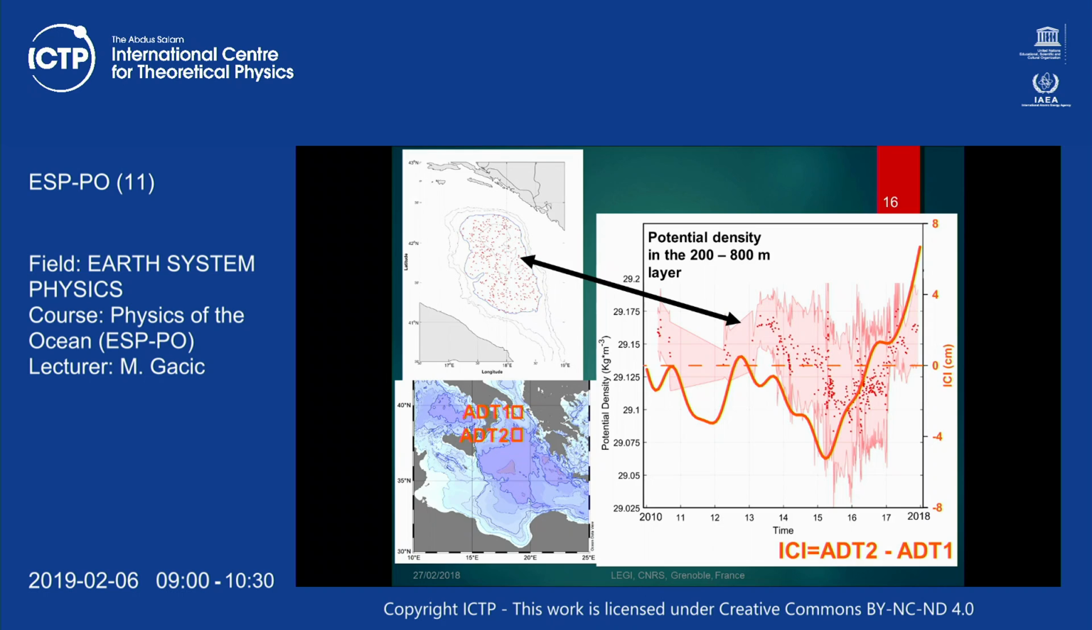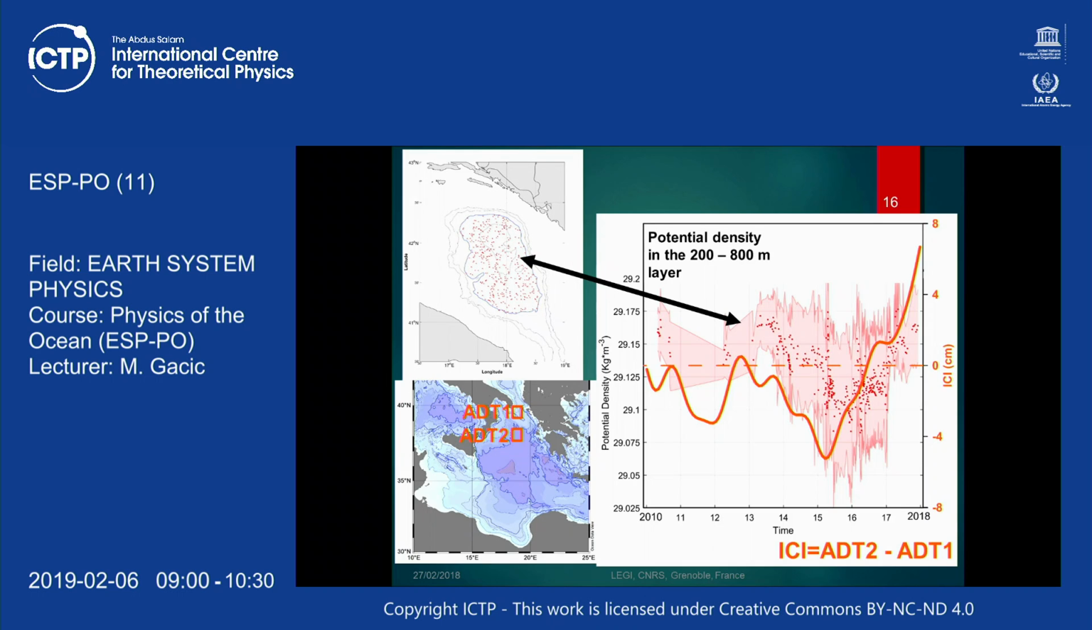What we have done is compute the potential density between 200 and 800 meters. Why 200 and 800 meters? We don't want to look at the surface, because the surface is influenced by seasonal heating and cooling, so let's forget about the surface. We know that the vertical convection, and Alessandro will confirm that, goes up to 800 meters there. So that's why we have chosen 200 to 800 meters, and these are the results: the average potential density in the 200 to 800 meter layer, and this is how it changes.